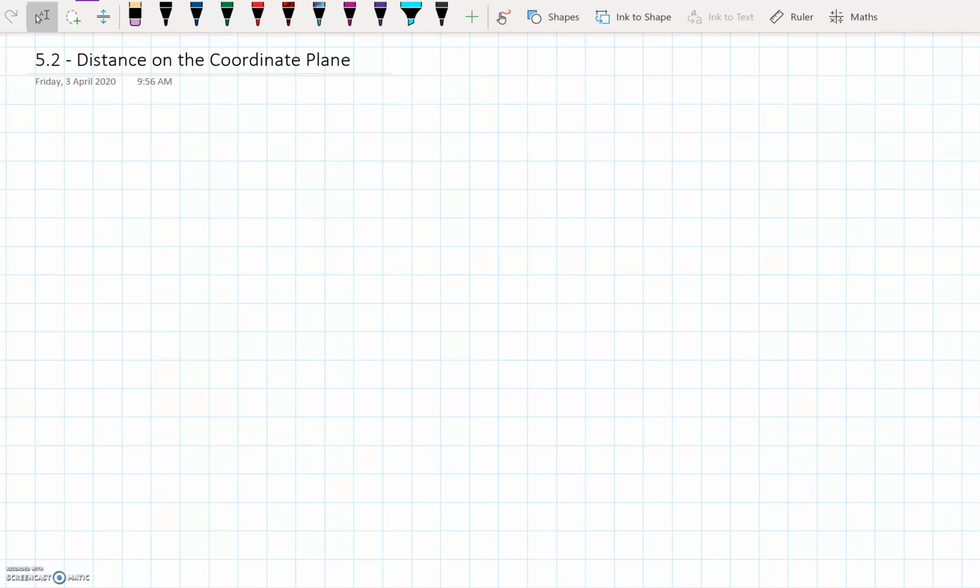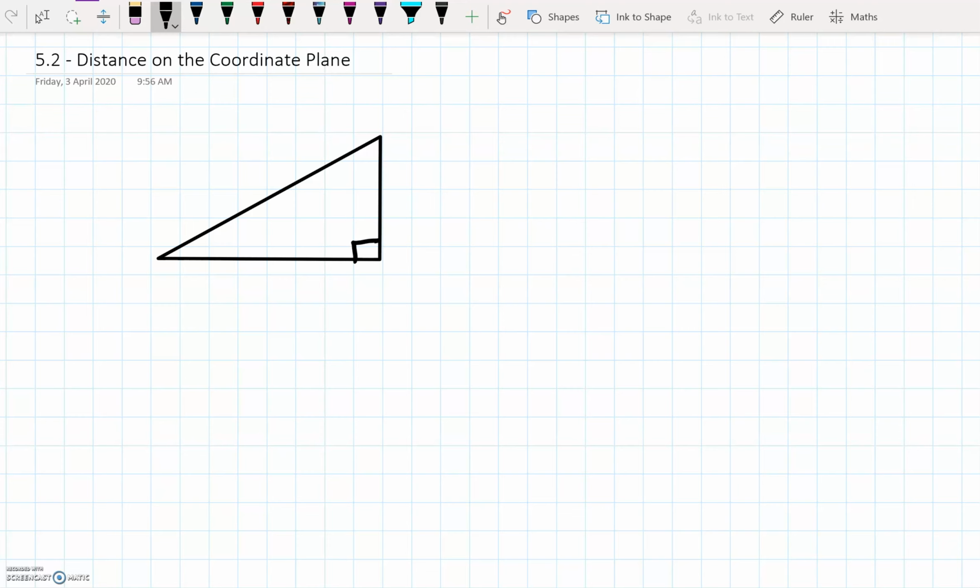Okay guys, what I'd like to do now is start with distance on the coordinate plane. Now, just before that, we're going to do a quick recap of how to use Pythagoras' theorem to find a hypotenuse, because this is going to be useful to you. So let's say that we have a triangle, looks like this.